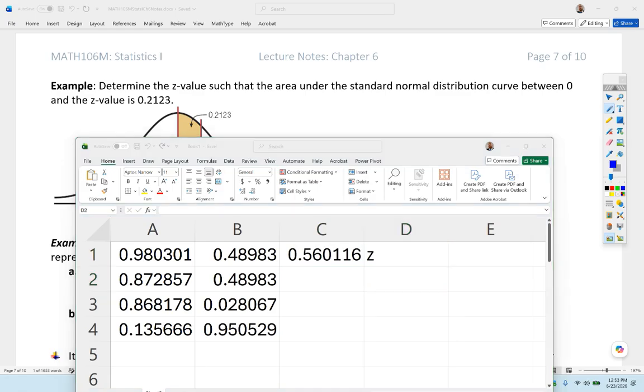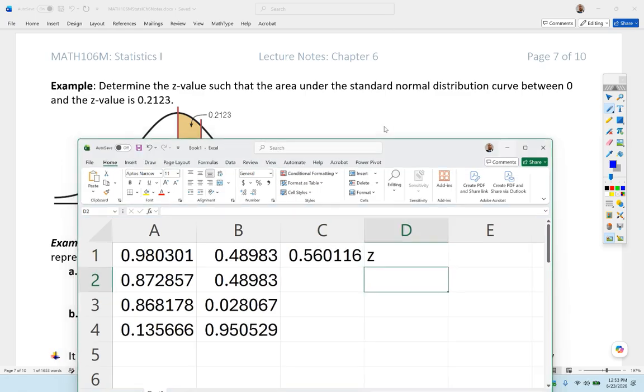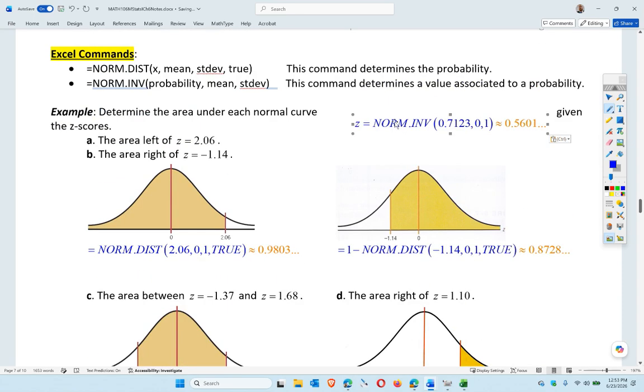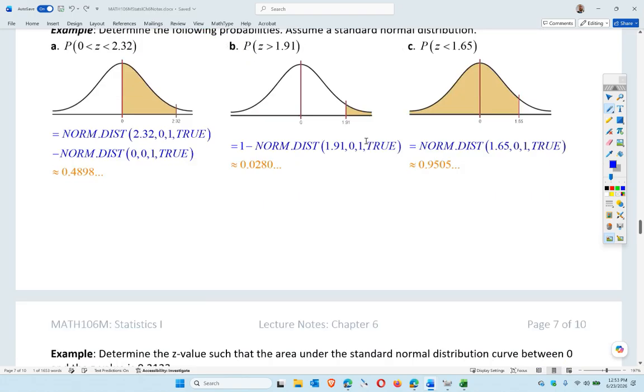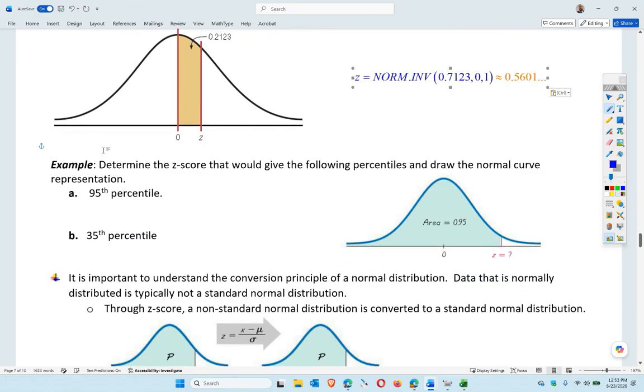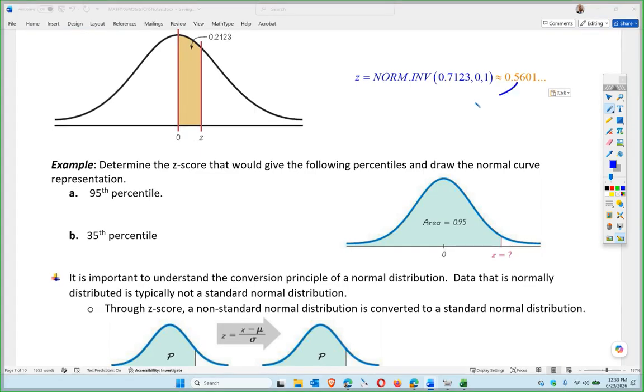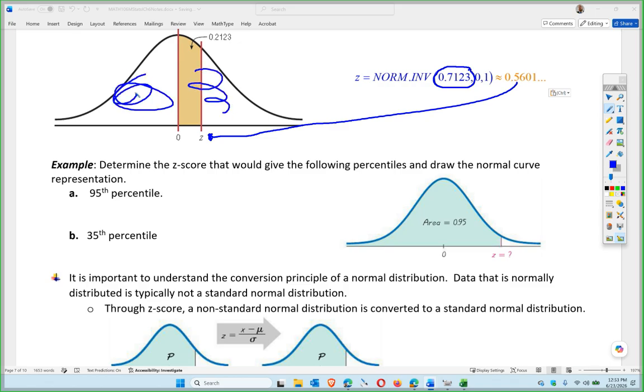Okay. So about 0.56, which makes sense because that is above 0, right? It's a positive z value. Plus this area is more than 50%, right? If it's more than 50%, you're over here. If it's less than 50%, you're over here, which is a negative one, essentially, right?